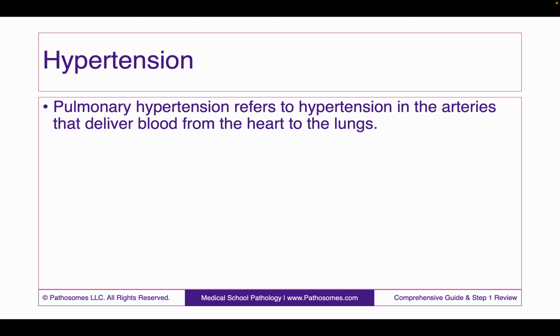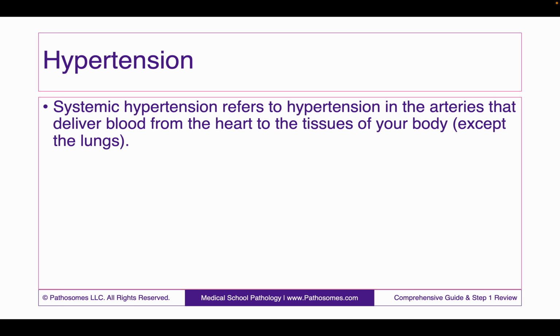Pulmonary hypertension refers to hypertension in the arteries that deliver blood from the heart to the lungs. Systemic hypertension refers to hypertension in the arteries that deliver blood from the heart to the tissues of your body, except the lungs.